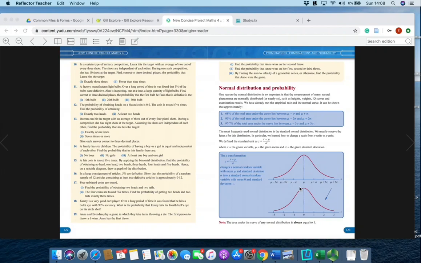Okay, so maybe let me give you an example. Say you took a class test and the mean in the class test was 68% and the standard deviation was 10%. Okay, so the whole class took a test, we did some analysis of it afterwards, and it turned out the mean was 68 and the standard deviation was 10%.